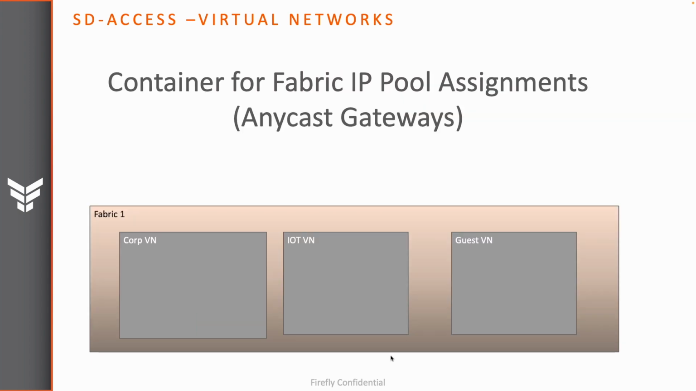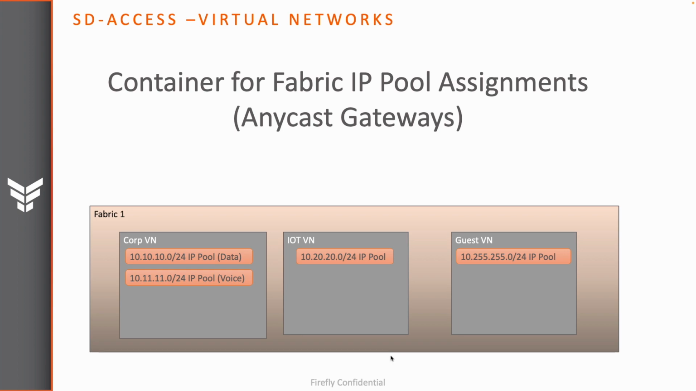Virtual networks will also be the container for our fabric IP pools or our Anycast gateways. When we create our fabric and assign our virtual networks, we're going to go into our virtual networks and add IP pools to them. They can have one or more IP pools. We could also attach layer 2 VLANs if we wanted to.